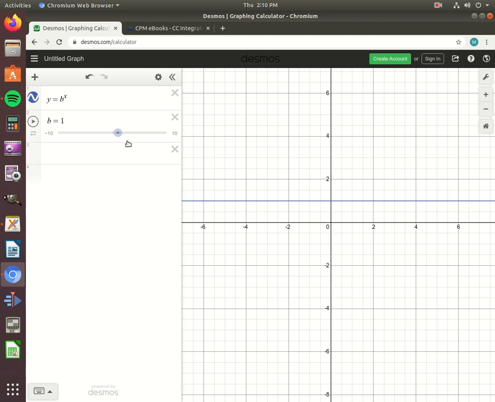So y equals b to the x, and you'll notice as I change that b, I just have a slider here. The higher it goes, the steeper my curve is going to get. And as it gets closer to 0, you'll see it begins to flatten out until when it gets to exactly 1, you'll notice that it's actually completely flat, a flat line. So even though it's a curved equation, we actually get a flat line.